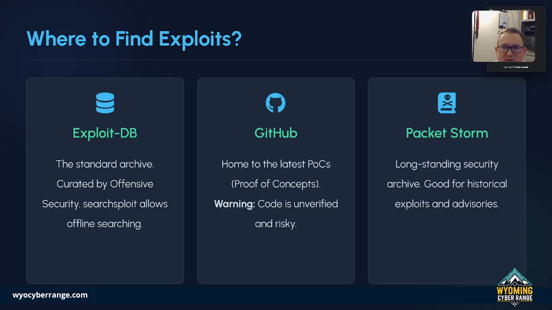They're going to be the most up to date, but be warned, this code normally is unverified and sometimes can be risky itself. It could be a virus in itself. Okay, so we have to be careful there. And then lastly, we have PacketStorm, which is a long-standing archive. It's very great for finding historical exploits and security advisories. So I like to use PacketStorm if I'm looking for something really old. Now, with that said, ExploitDB does a pretty good job of it as well. ExploitDB also goes a step further and gives you those payloads automatically.